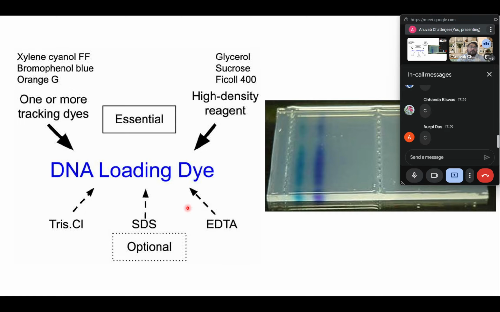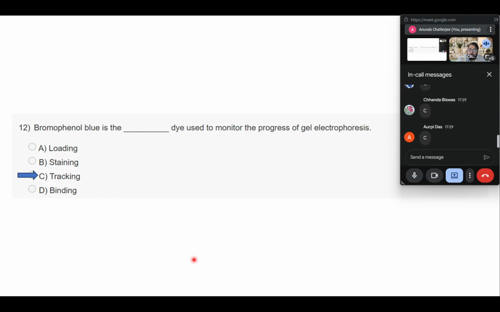EDTA is a chelating agent which chelates divalent cations such as magnesium, which are important for DNA's activities or DNA modifying enzyme activities. So if EDTA is there, then it removes all the cofactors and now your DNA is safe, even if there is contamination from any other enzymes. And if you want a denaturing DNA gel, then you add SDS, which is optional. So bromophenol blue is the tracking dye which is used to monitor the progress of gel electrophoresis.